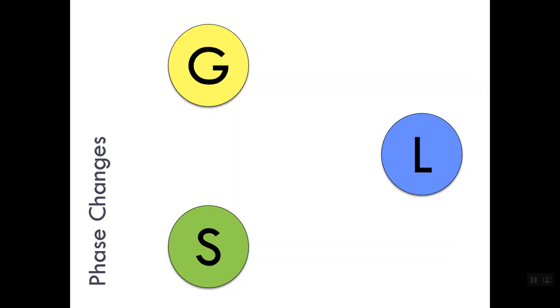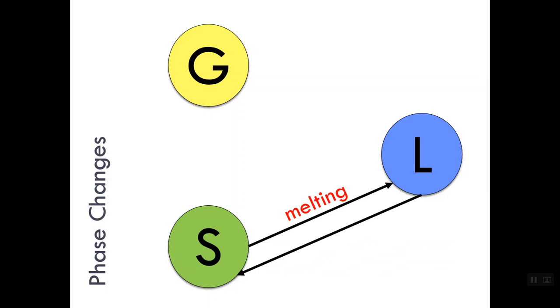All right, and this is a review of the phase changes. So you have solid, liquid, gas. As we go from solid to liquid, that is melting. Liquid to solid is freezing. So those go back and forth.